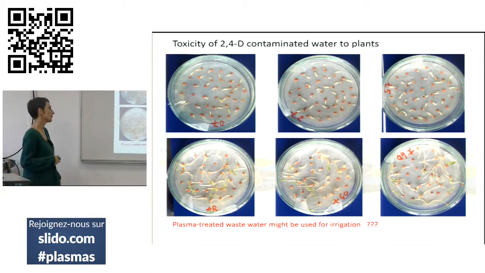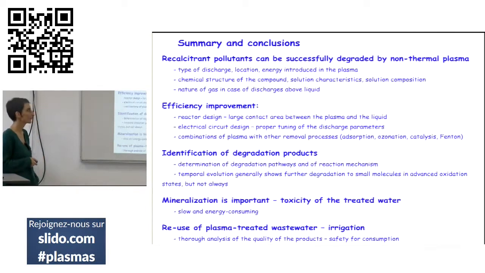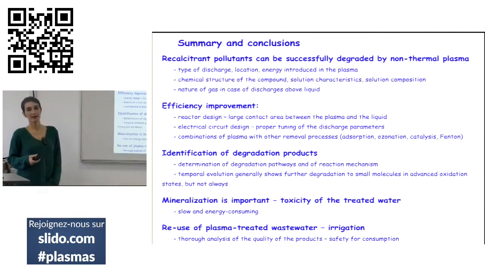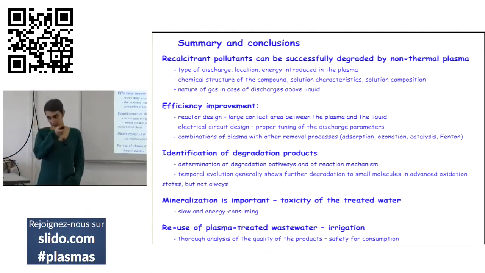However, from these pictures and up to saying that plasma-treated wastewater might be used for irrigation, it's quite a long way, because of course a thorough analysis of the tomatoes in this case should be done to ensure that they are safe for consumption. And now I would like to summarize. So the good news is that recalcitrant pollutants can be successfully degraded by non-thermal plasma.